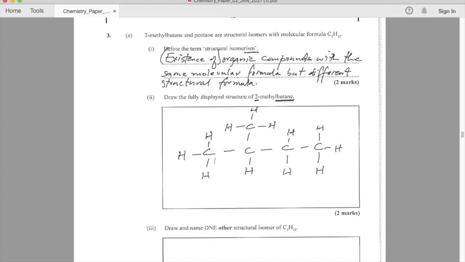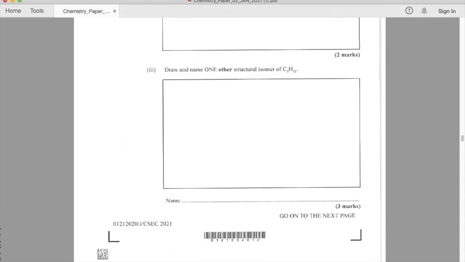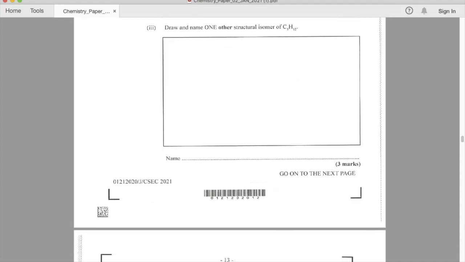on carbon 2, we have a methyl group. Methyl group is here, that's the CH3 group, or we could do it like this. That's our methyl group. So we should draw and name one other structural isomer of C5H12. Now, an important thing to note, the word "one" is in all caps and "other" is bold. So we cannot use the isomer that we just drew above, 2-methylbutane, and we cannot use pentane. So we'd have to use another structure.